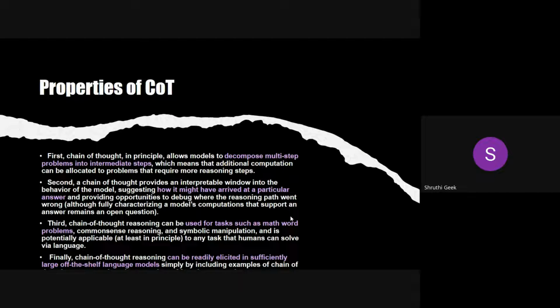So, as the first statement goes, CoT in principle allows models to decompose multi-step problems into intermediate steps, which means that additional computation can be allocated to problems that require more reasoning steps. So, if it requires more reasoning, this breakdown of steps is going to give it the time to think that, okay, this step is a bit more complex, I need to break it down further. This is how you get your reasoning steps, because of which you can try to solve even complex problems.